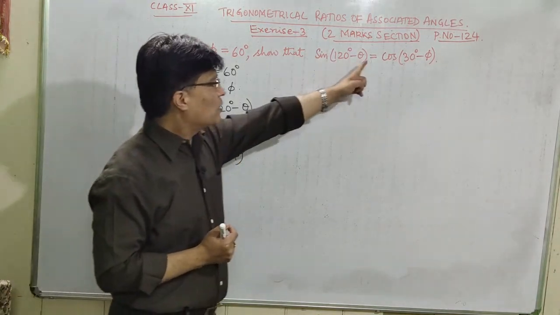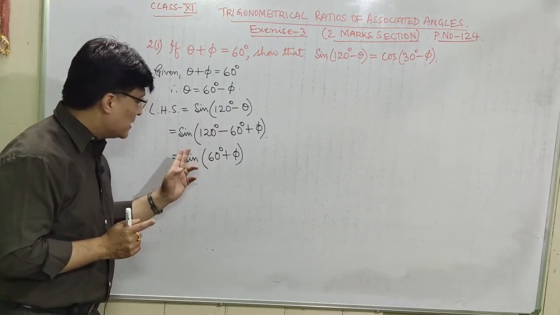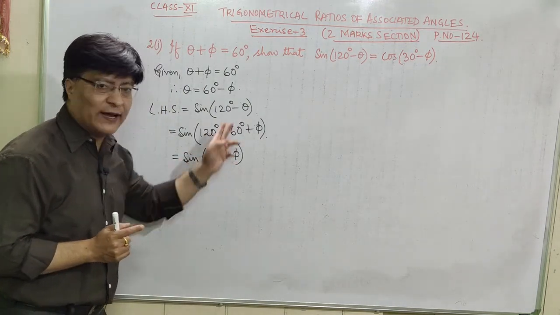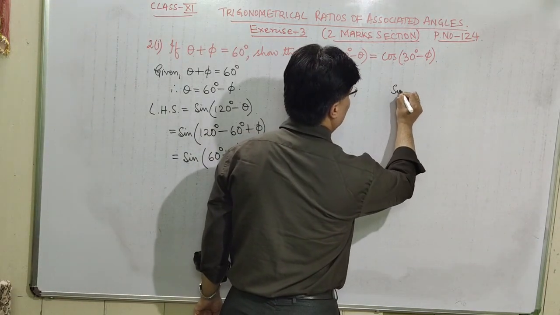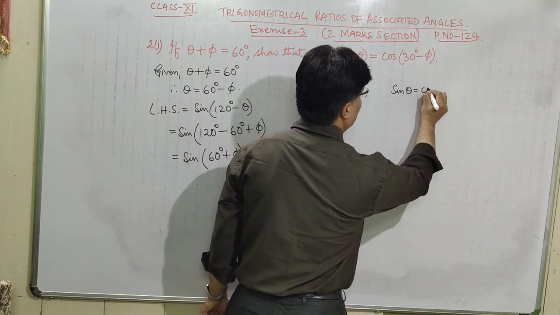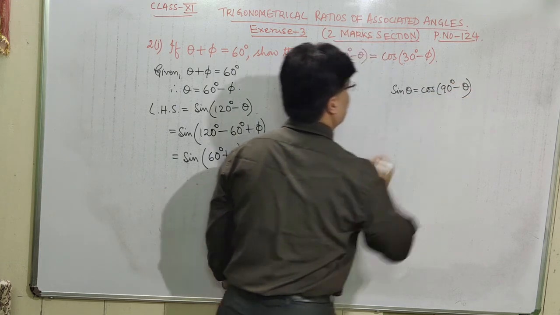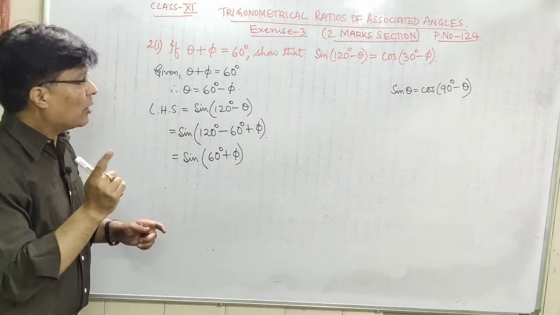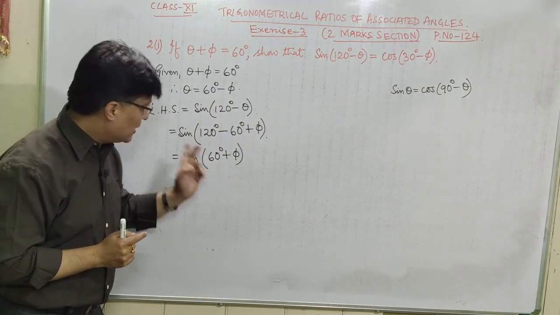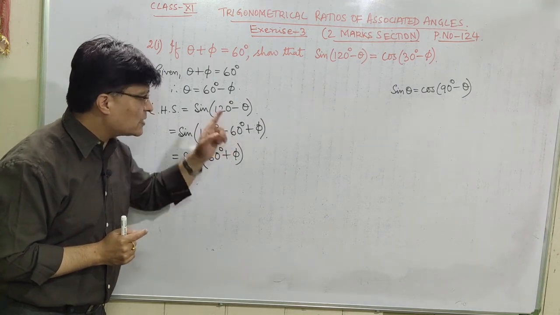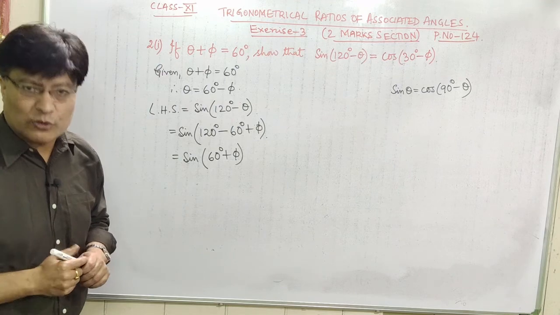But you have to prove cos 30 degree minus phi. That means you have to convert this sine 60 degree plus phi into cos. You know how to convert sine theta in terms of cos. You know this formula, sine theta is equal to cos 90 degree minus theta. So now let us take this 60 degree plus phi as theta, and we can easily convert it into cos.